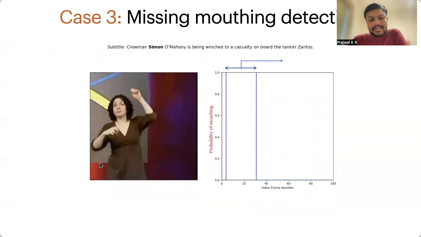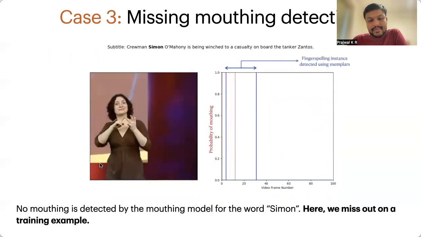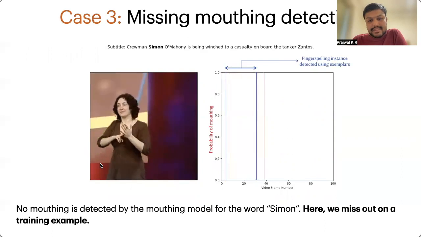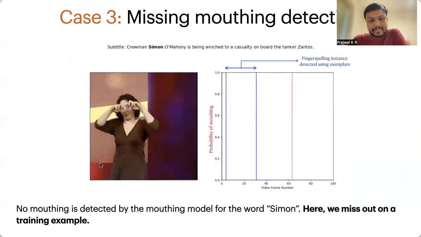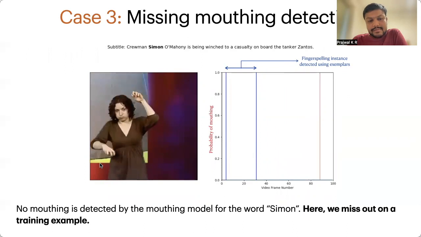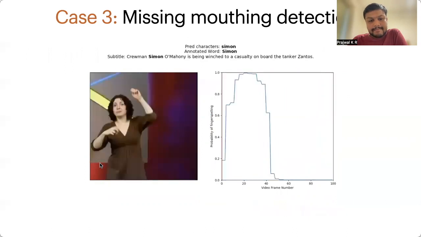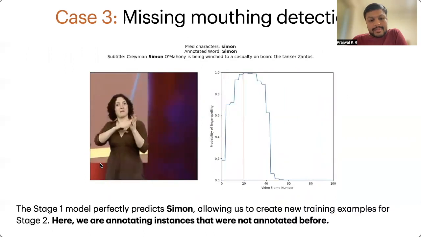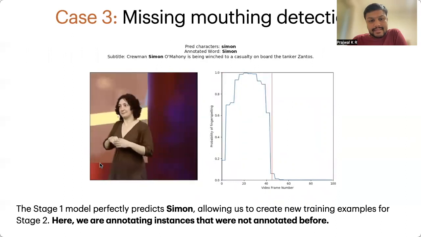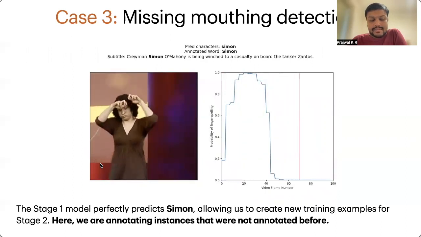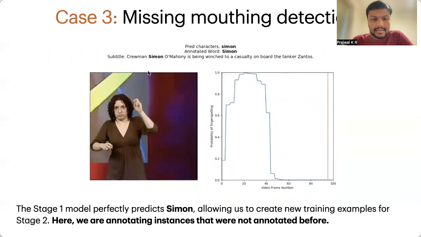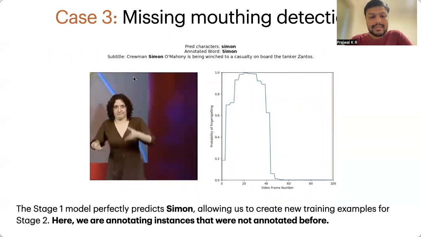Finally, the mouthing model can simply fail to detect certain mouthings. Here, Simon is simply not detected at all. So essentially, you're missing out on a training sample. So after pseudo labeling, we can even get new training samples because the initial model would predict characters corresponding to the word Simon in the subtitle, and we can annotate instances that were not annotated before.